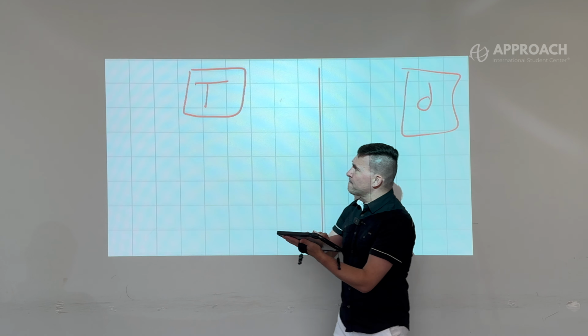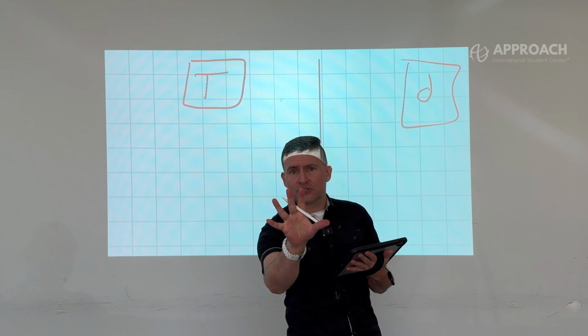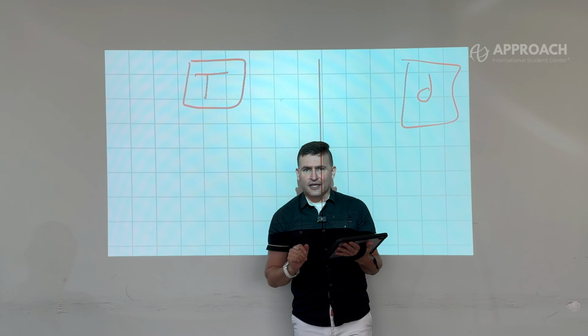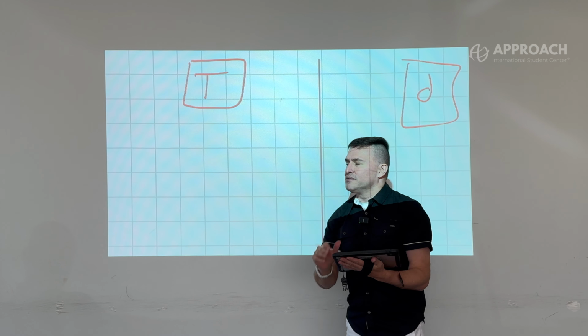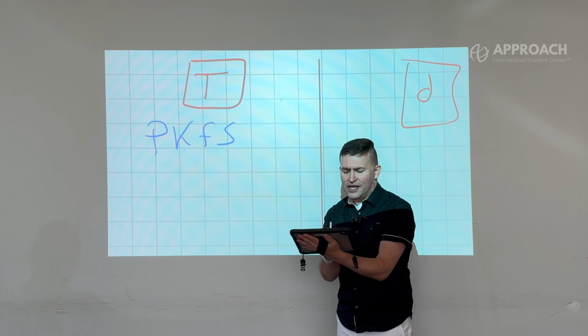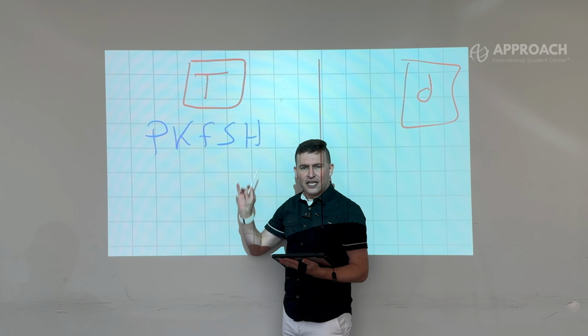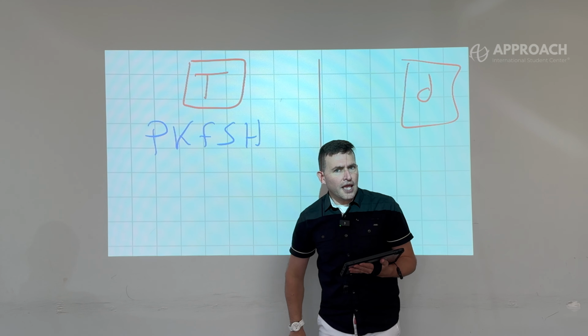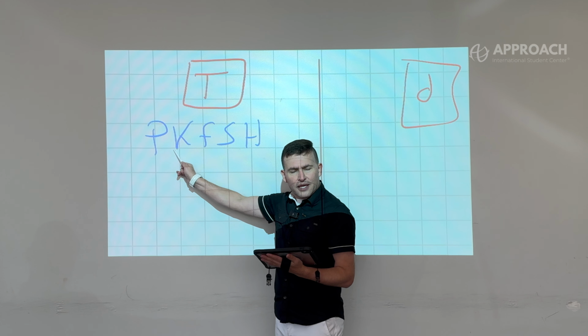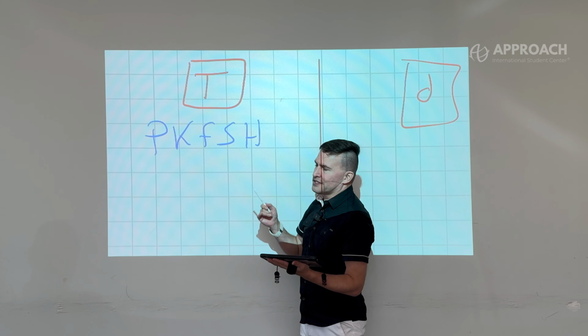So hear me out. Oh, yeah, I want you to memorize 5 consonants, people. 5 consonants. How many? 5. And the consonants are P, K, F, S, and H, okay? Remember, people, P, K, F, S, H. Okay, but what's the connection with this thing?